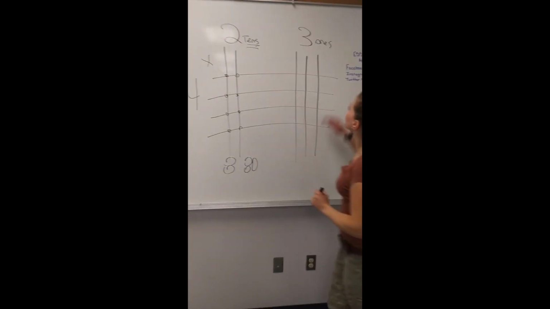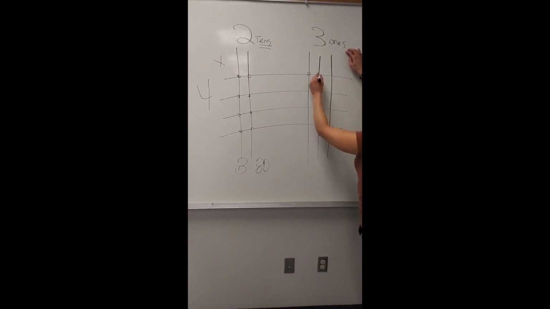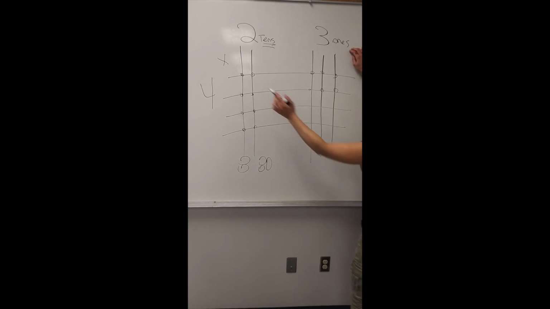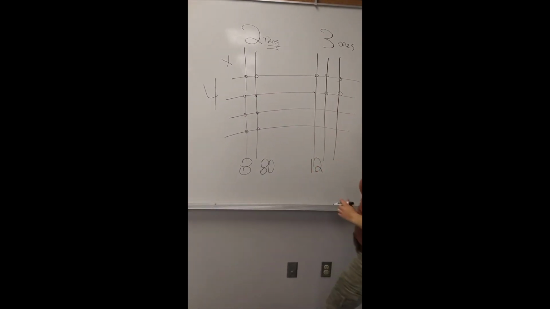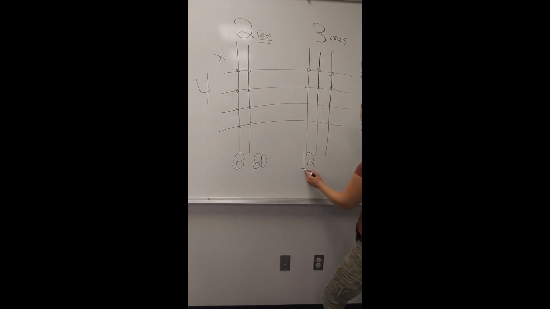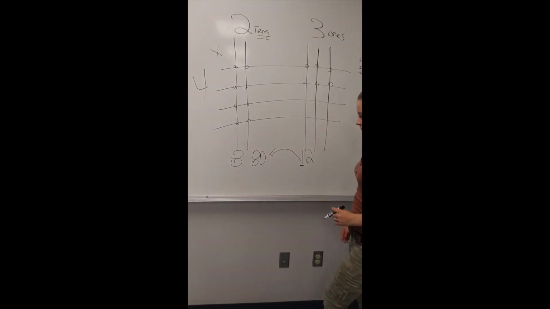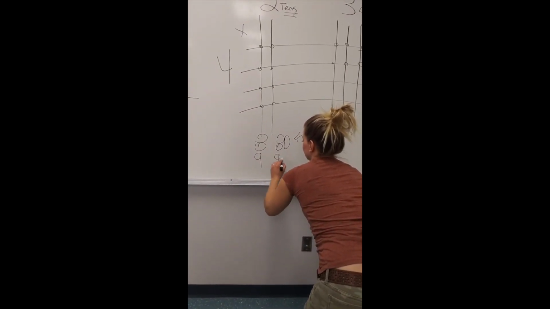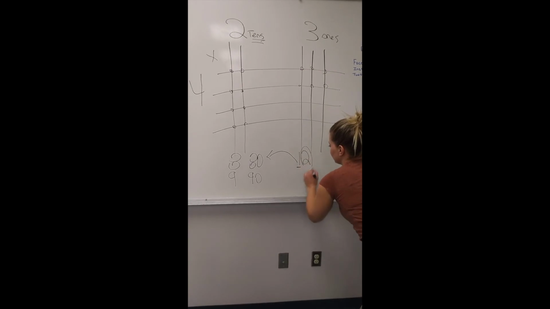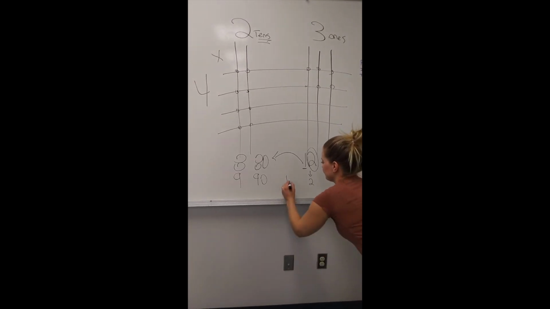Next, we will go to our 1s array. Remember, we can count each intersecting line, or we can multiply 4 times 3, which is equal to 12. We know that the 1 is in the 10s place, so it needs to be moved to the other group. We now have 9 10s, or 90, and 2 1s. Our answer is 92.